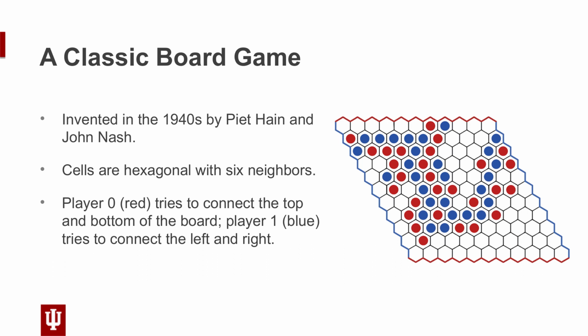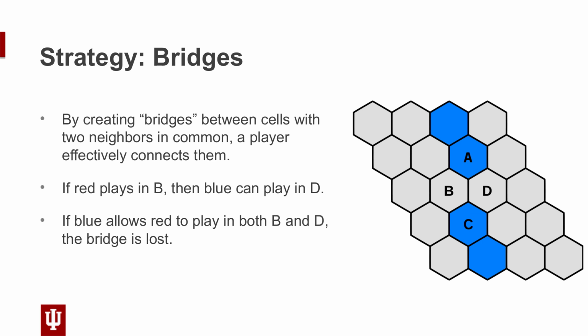Hex uses an n by n board of hexagons, arranged so that each cell is adjacent to 6 other cells. Player 0 tries to make an uninterrupted line of red cells from the top to the bottom of the board, and player 1 tries to make an uninterrupted line of blue cells from the left to the right of the board. There are two key patterns that are central to the strategy of Hex.